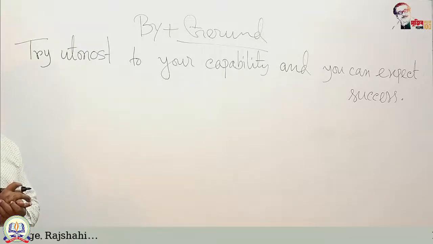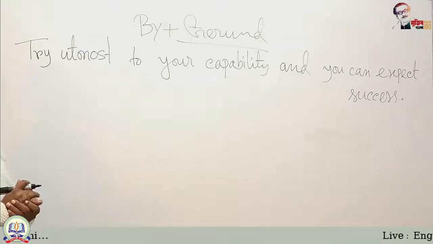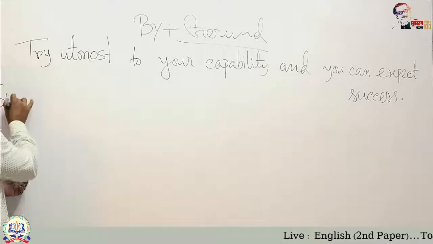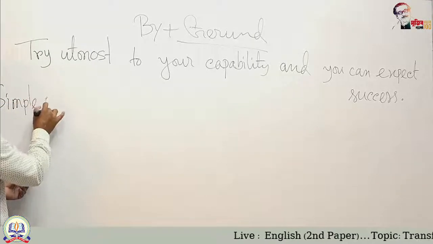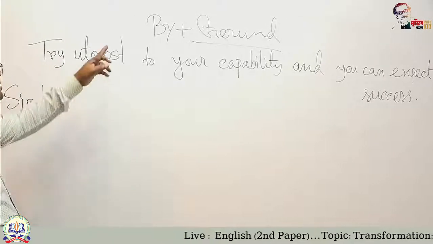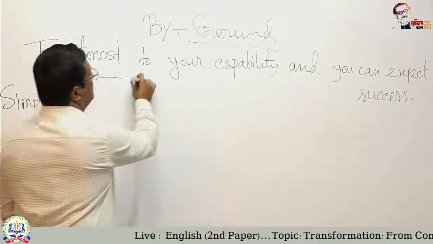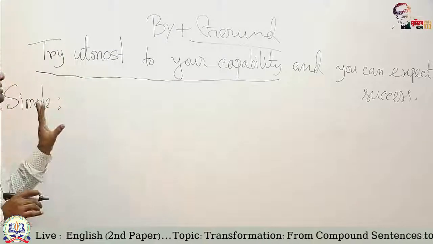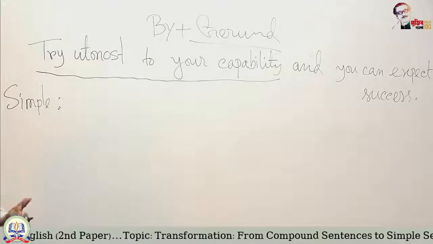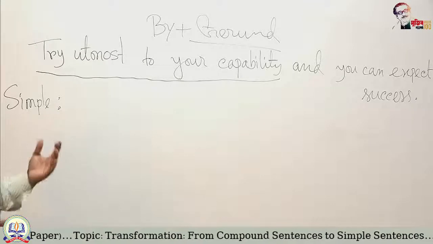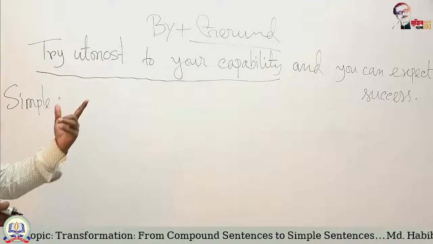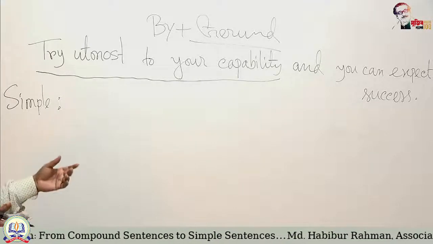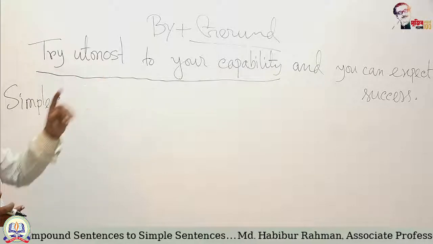This is a compound sentence, you see, and we will change this into a simple sentence. So, what will we do? We will use by. This is the way. Way to do something, try utmost to your capability. That is, you have the capacity or capability to do something, and you have to try your best. Then you can expect your success. So, what is the way to your success? The way is to try utmost to your capability.